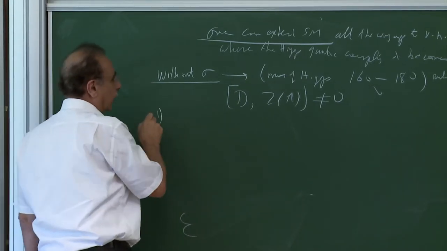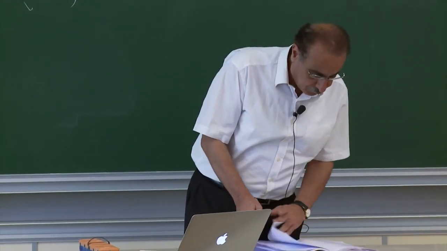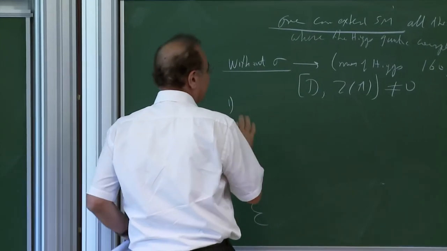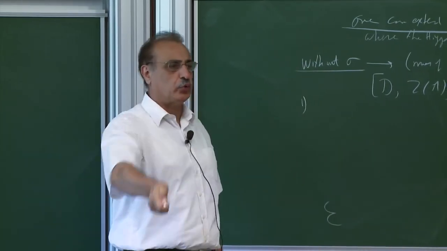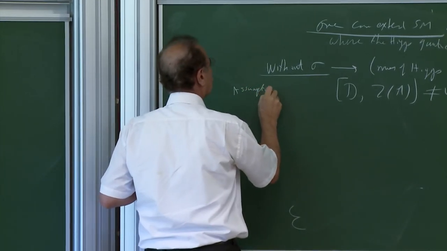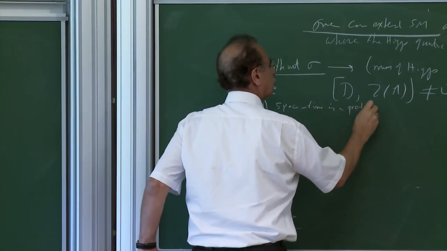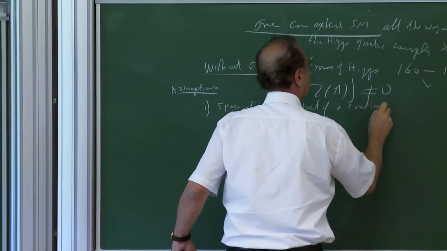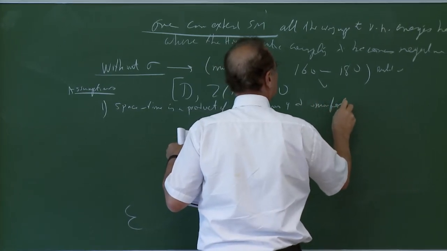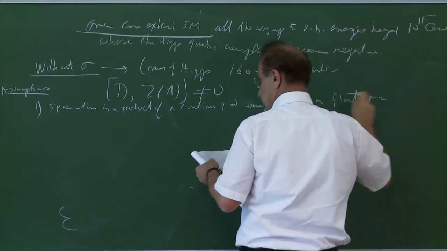I can summarize for you what the positive predictions of the model are. Before going on, let me repeat what we assumed and what we got. What we put in, these are the assumptions. The first assumption is that space-time is a product of a continuous four-dimensional manifold times a finite space.